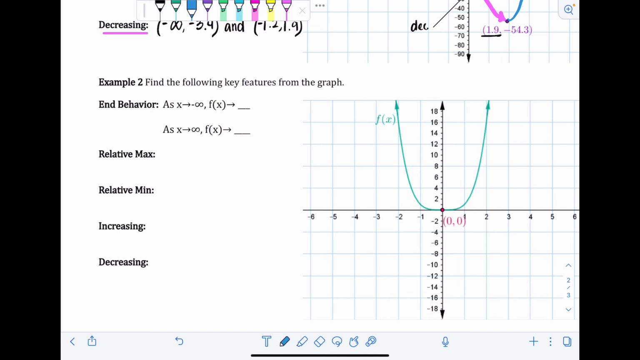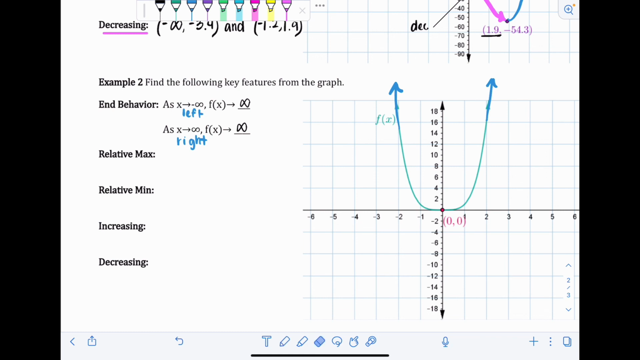So as x approaches negative infinity, that is left. F of x approaches, that means is the graph going left, is the graph going up or down? So our graph goes left and up. So f of x would be approaching infinity. And then as x approaches infinity, that's the right side of the graph. So the right side of my graph finishes going up. So f of x approaches infinity as well.